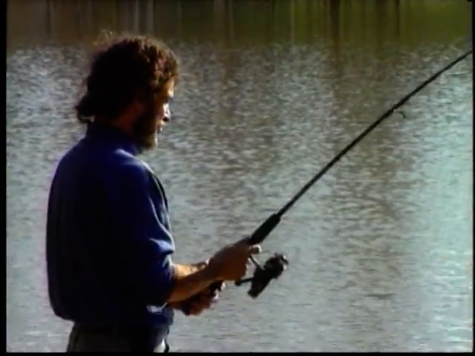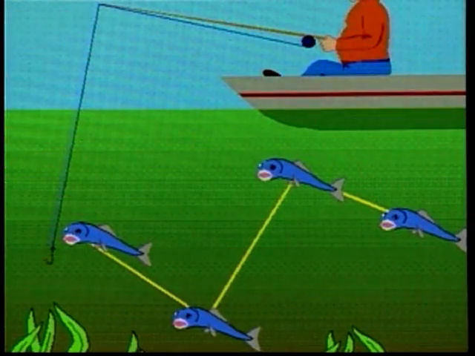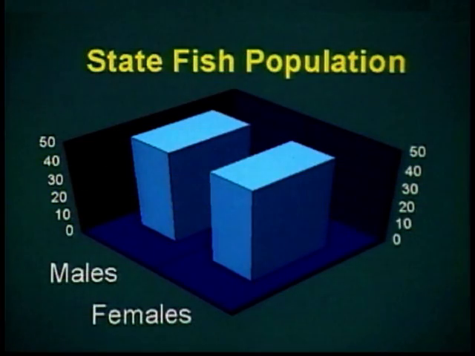A state fish and game department conducted studies on the fish population in various rivers, lakes, and streams. By sampling the waters, among other things, they recorded the number of males and females found. Overall, there were an equal number of each, so when the results were charted on a frequency diagram, the chart will look something like this. 2 bars, one for males and the other for females, both about the same height.